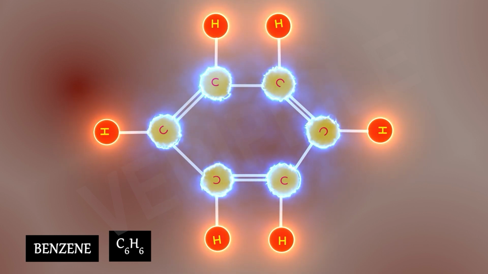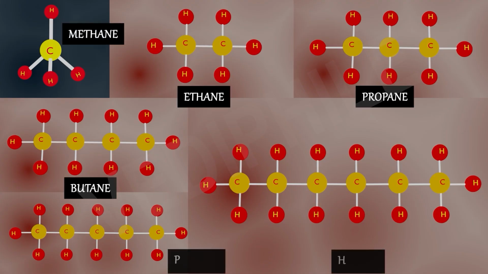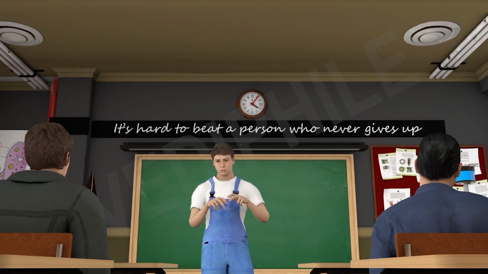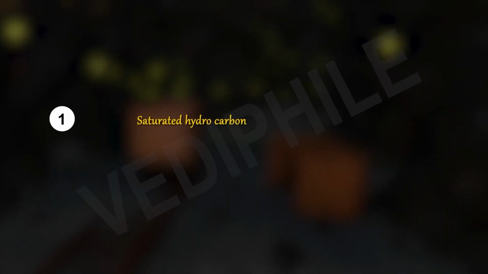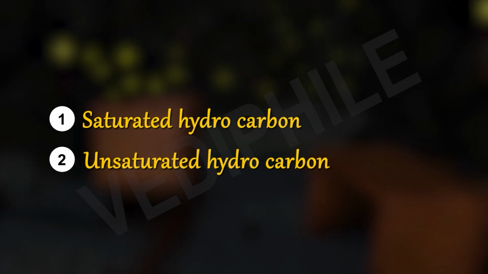So benzene is made up of carbon and hydrogen. Methane, ethane, propane, butane, pentane, hexane, they all are made up of carbon and hydrogen only. That's why they are called hydrocarbons. So we can classify these hydrocarbons into two categories: saturated hydrocarbons and unsaturated hydrocarbons.